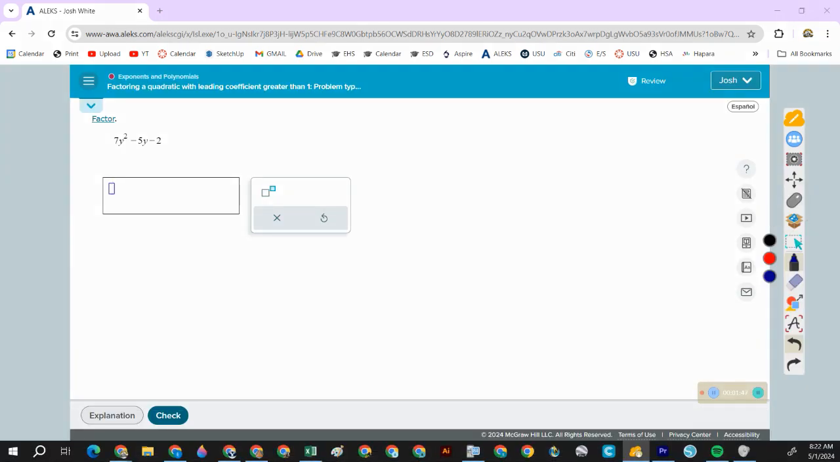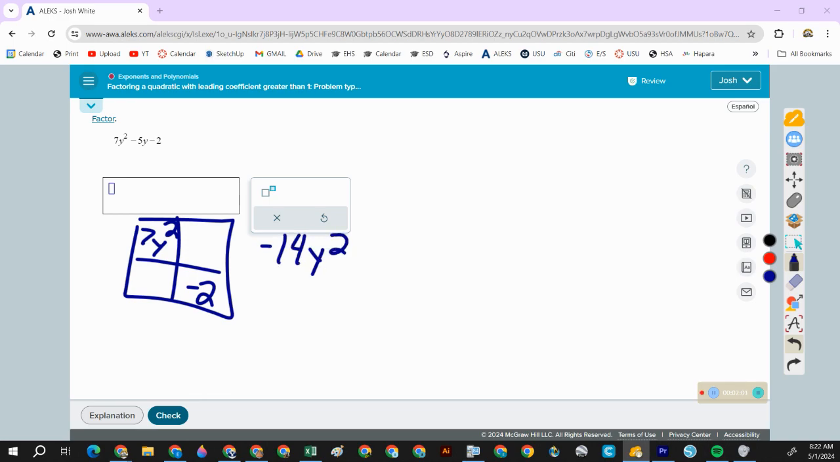Same idea here. So 7y squared and -2. Multiply those together, and I get -14y squared. And because this is negative, I know that the factors are either plus, minus, or minus, plus.